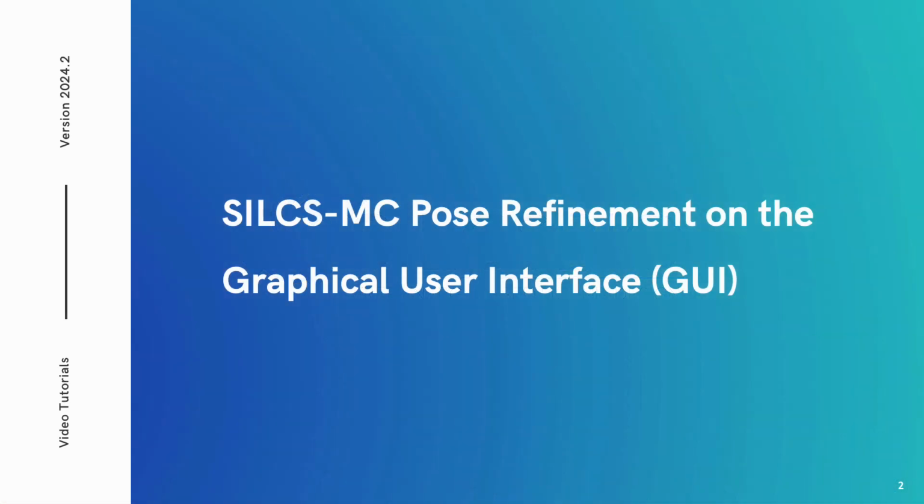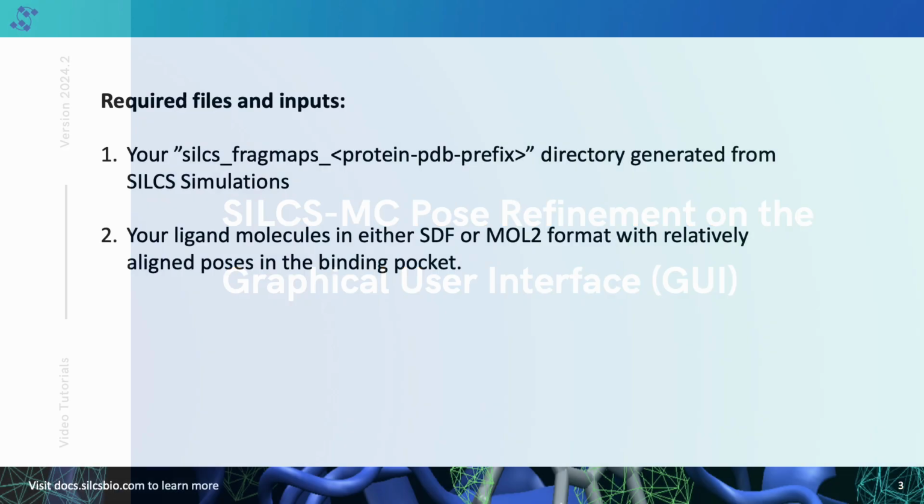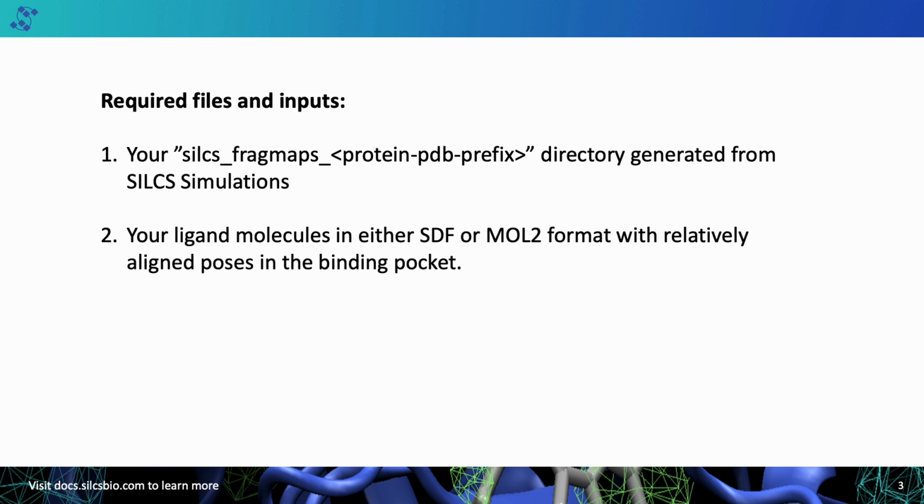In this video, we will go over how to run pose refinement for ligands with SILCS-MC calculations using the graphical user interface. For this tutorial, you will need the directory with SILCS frag maps for your target. You should have generated this using the SILCS simulations module. Additionally, you will need the aligned ligand molecules in STF or Mol2 format that you want to refine the pose for.